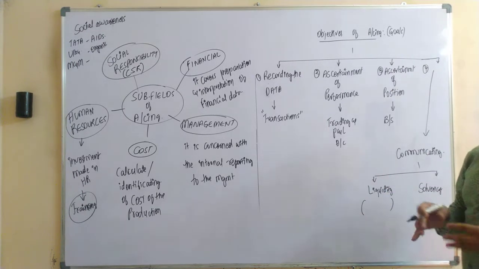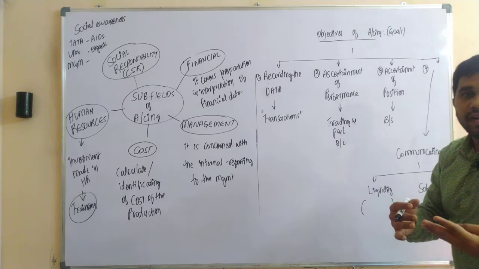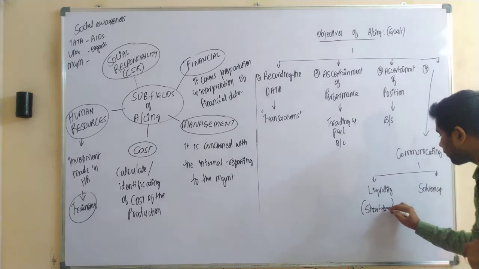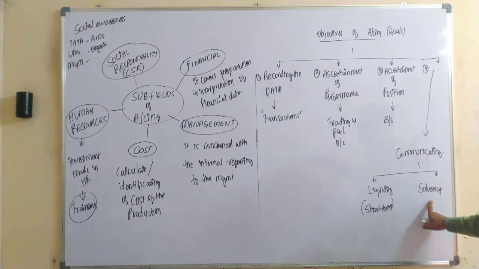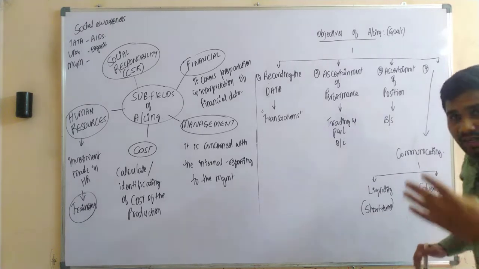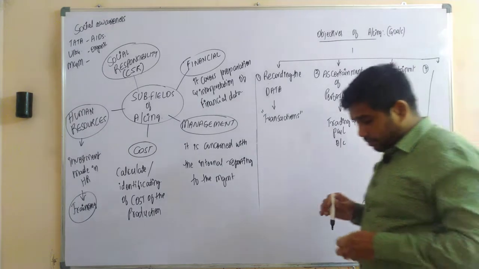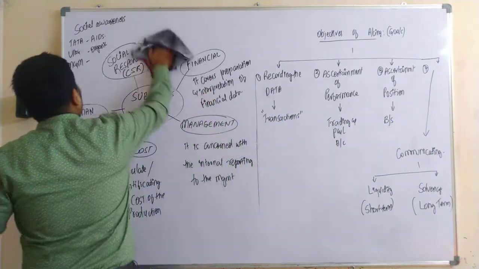The ability to pay one's debt in the short term is called liquidity position. The ability to pay one's debt in the long run, in the long term, is called the solvency position of the company. So that is about the objectives of accounting.